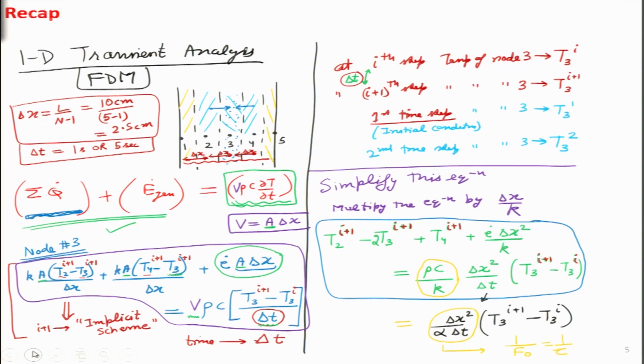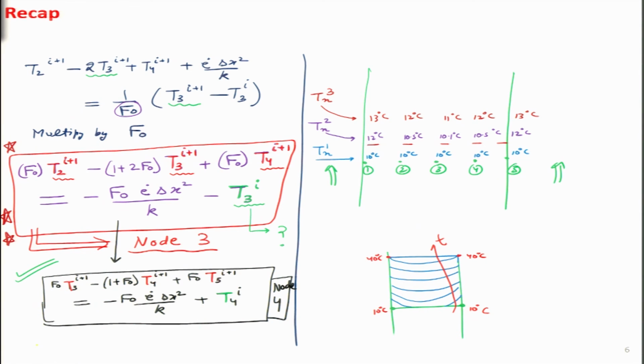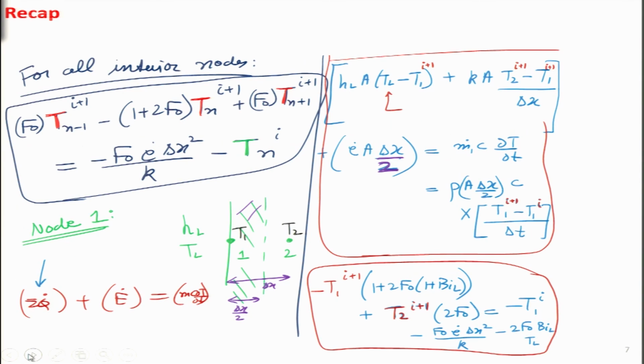So we started with developing the 1D transient analysis equations. We started off with the general energy balance equation over here. We discretized the whole thing and then we did it for the first interior node. So we did the calculation for node 3 as shown in the red box over here. And what we did was we had divided the whole wall into 5 nodes and we wanted to figure out the temperature for each of these nodes at various time intervals.